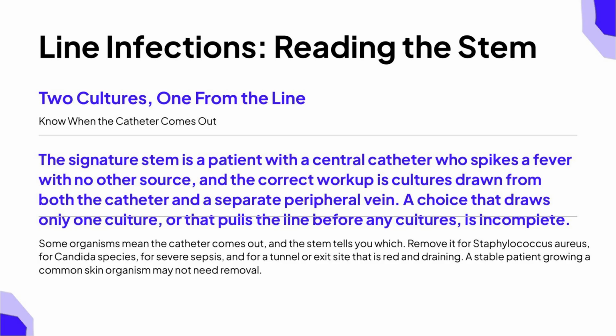Now the part that decides most of these questions, which is knowing when the catheter comes out. The stem tells you by naming the organism or painting the picture. It comes out for Staphylococcus aureus, for Candida species, for severe sepsis, and for a tunnel or exit site that is red and draining. A stable patient growing a common skin organism may not need removal at all.